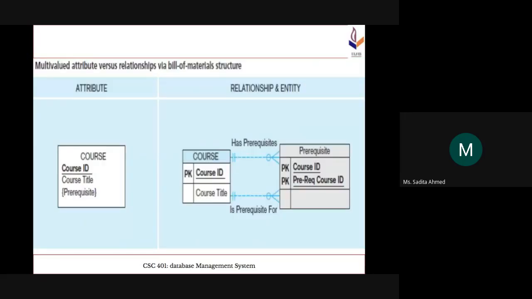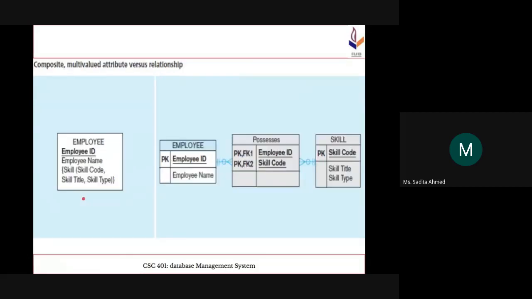Now, here prerequisite didn't have any component parts because it's not a composite attribute. Prerequisite is not a composite attribute, so it didn't have any component parts. Skill, on the other hand, has component parts. So what do we do with the component parts of skill?